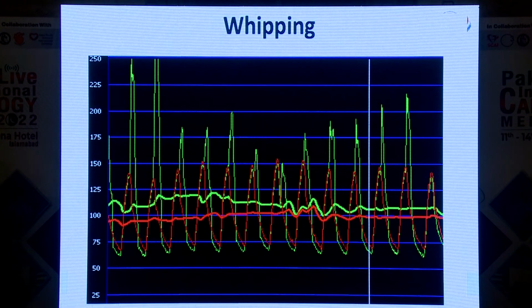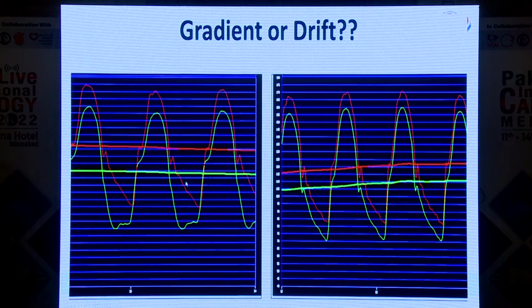Whipping is an example of when the wire, the transducer, is hitting the wall again and again, and as a result you get a whip. So you just reposition the wire and this whipping will go away.